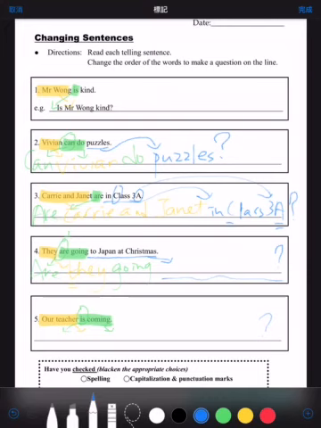Let's give it a try and write it neater and tidier than how I do on this page, please. Thank you.